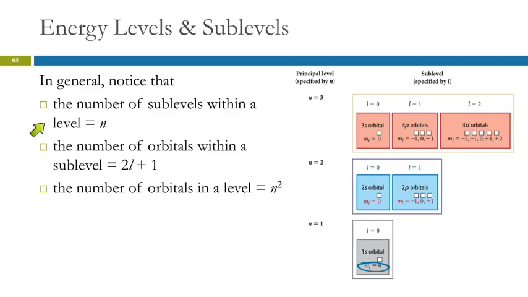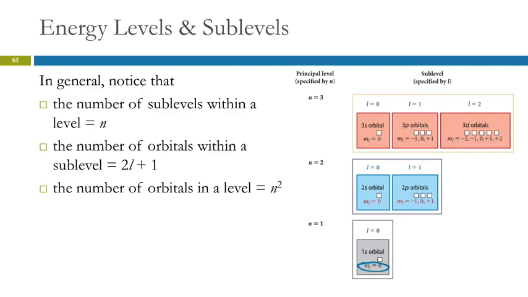So in general, the number of sublevels inside of a level equals n. So n equals 1, there's 1 sublevel. N equals 2, there's 2 sublevels. N equals 3, there's 3 sublevels. Guess how many sublevels in n equals 5?